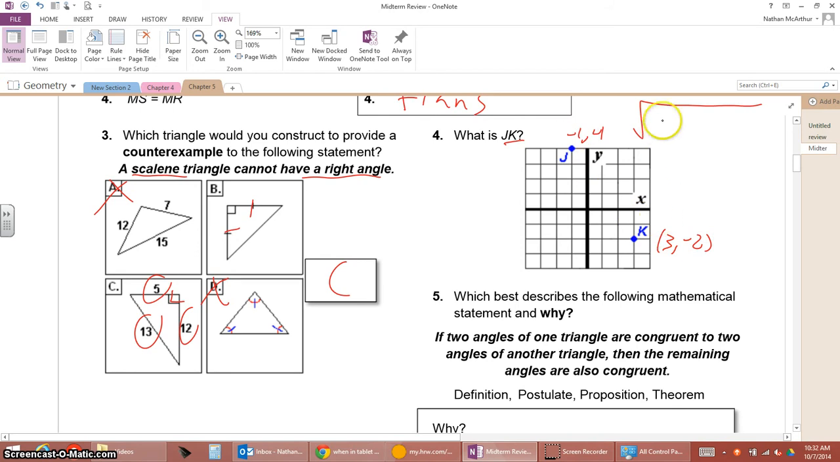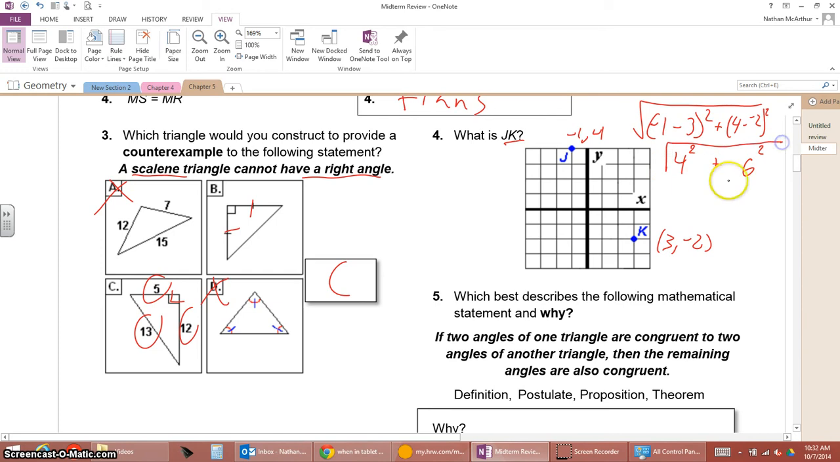So when I plug in my x's, I have -1 minus 3 squared plus 4 minus -2 squared. This becomes 6. This becomes 4. 4 squared and 6 squared, add them together, bring me down my square root. This becomes 16. This becomes 36. Not squared anymore, sorry. Undo those, that's my bad. We add them together, bring my square root. 36 plus 16 gives me 52, I believe. So my answer is the square root of 52.